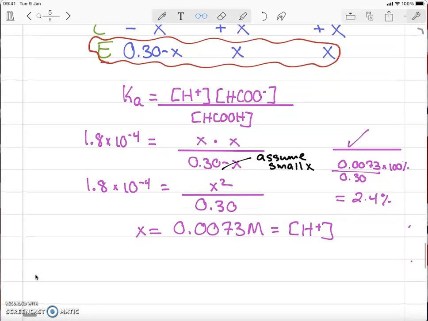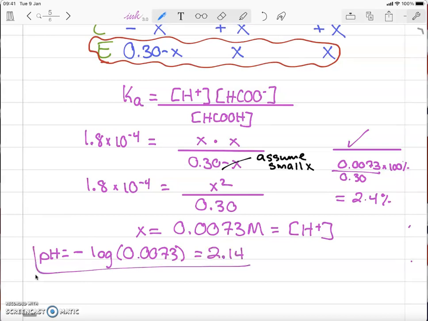Now that we know what the concentration of H+ is, we can now take the negative log of that answer there. pH is equal to the negative log of 0.0073, and then we got a pH of 2.14, or 2 sig figs. And so that's how you get the pH of a weak acid, ladies and gents.